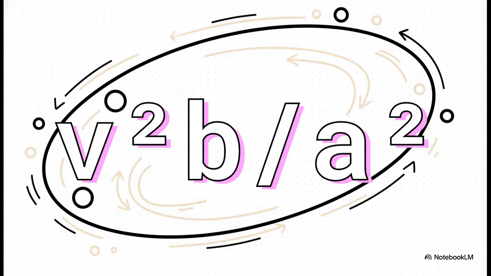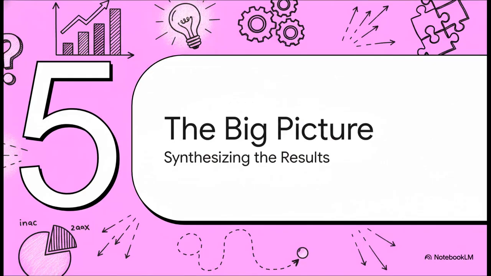We just take v squared and divide by our new r. So the acceleration at the top or bottom of this ellipse is v squared times b, all divided by a squared. This just shows so clearly how the acceleration depends entirely on the geometry of the ellipse itself, its two axes, a and b. Excellent work.